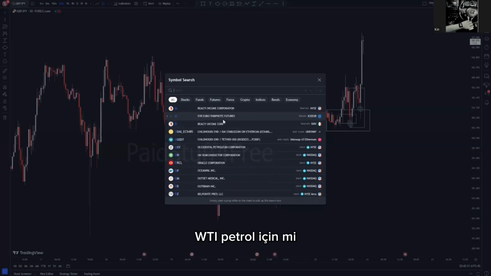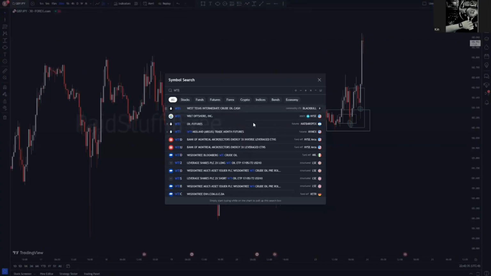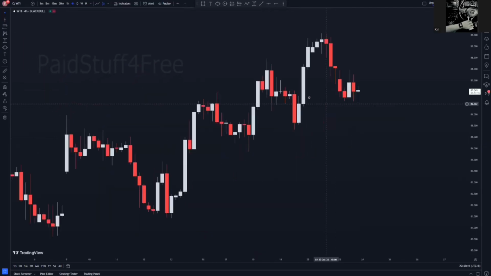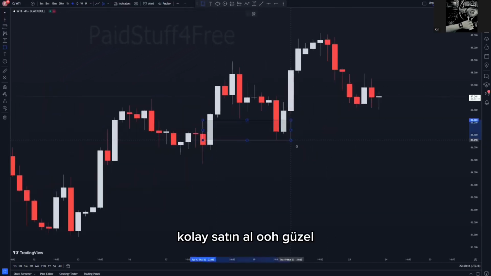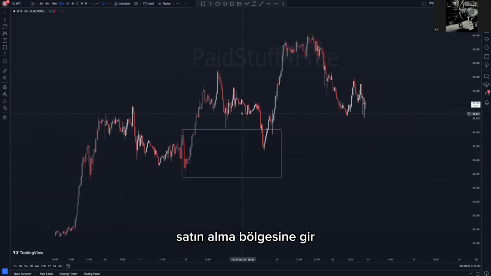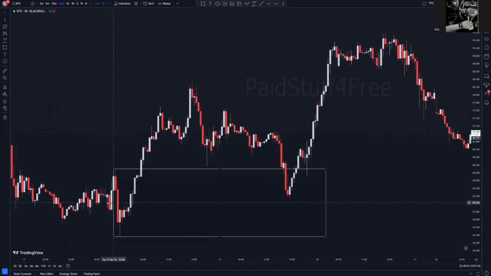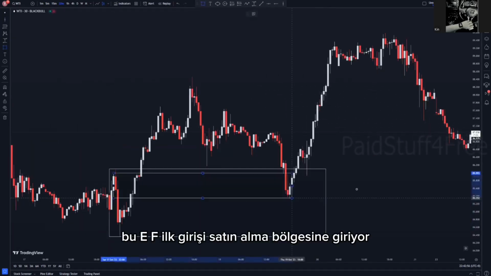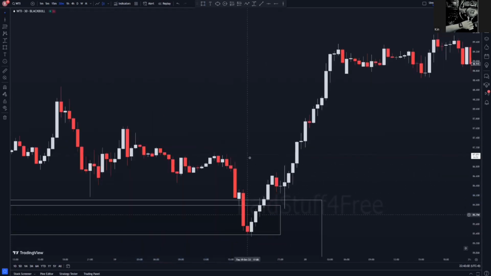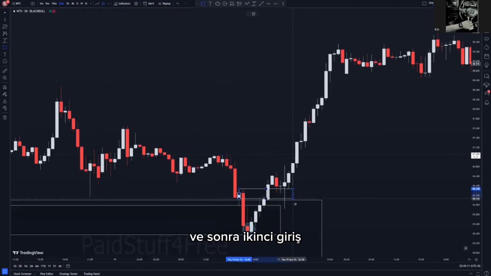That WTI, is it for the oil? All right. Yeah. EG buy. Oh, beautiful. Get into the buy zone. This EF. Right, this EF. First entry. Get into the buy zone. And then boom. First entry. And then boom. Second entry.